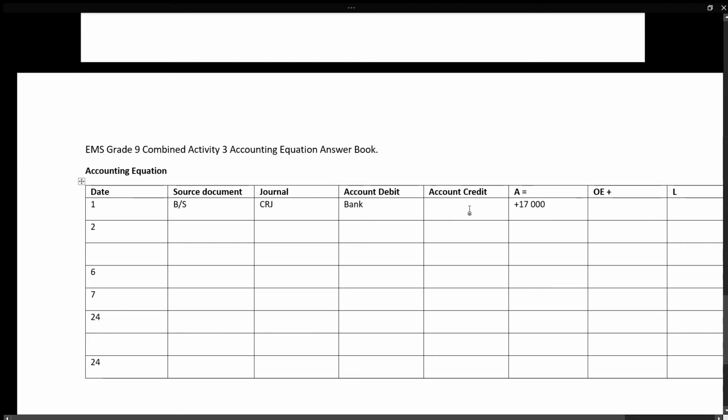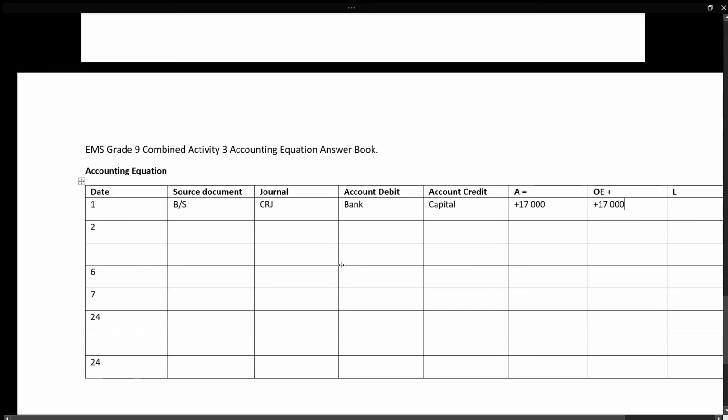The account being credited will be my capital. Capital is an owner's equity account and owner's equity increases in the credit side, and it will always have a positive influence on my owner's equity. We did not work with liabilities, therefore 17,000 equals 17,000 plus 0. We've done that one correctly.